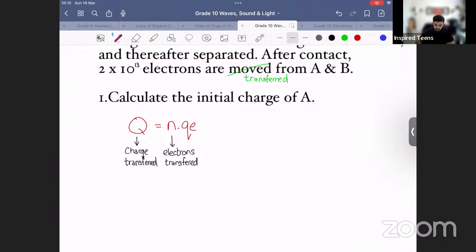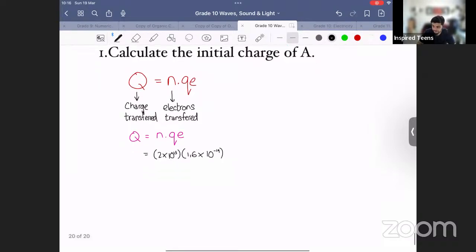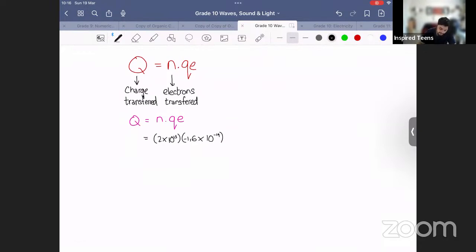I'm going to use my formula: Q is equal to n times Qe. I substitute: 2 times 10 to the 13 times the constant, which is 1,6 times 10 to the negative 19. We can actually substitute the minus, but it doesn't matter, I'll show you why. This gives us an answer of 3,2 times 10 to the negative 6 coulombs.